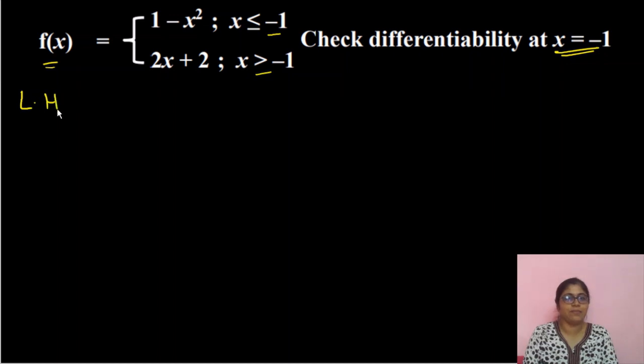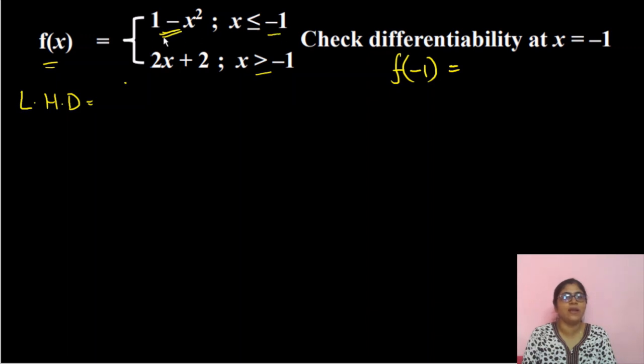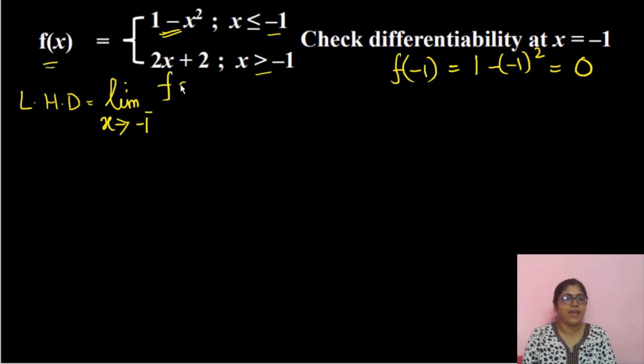LHD is equal to, let's first find the value of f(minus 1). When x is equal to minus 1, the function is defined as 1 minus x square, 1 minus (minus 1) square, so this is equal to 0. So LHD equals the limit of x tends to minus 1 minus of f(x) minus f(minus 1) divided by x minus (minus 1).